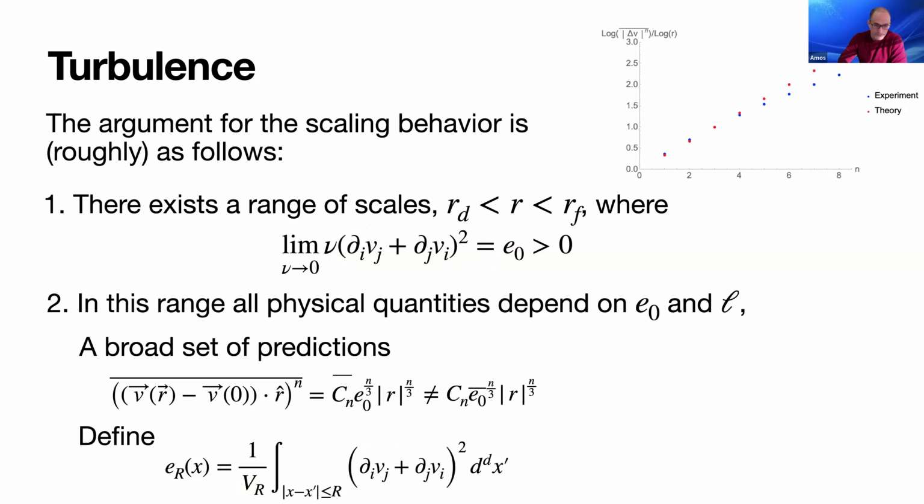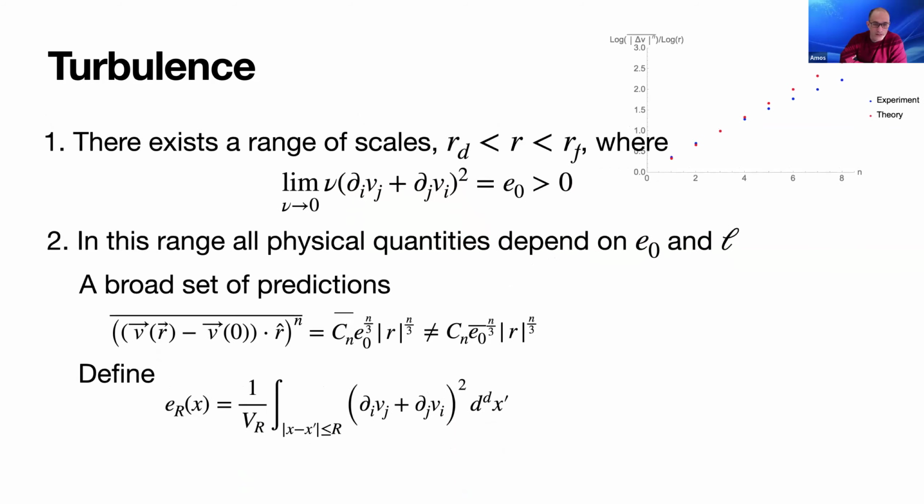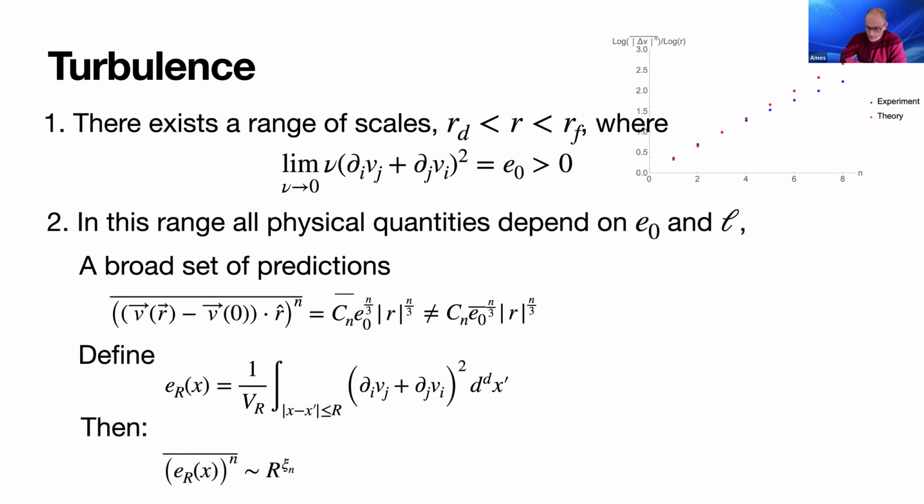And so if it depends on R like R to some psi, then this psi is going to modify the power law behavior that we have here, because we're going to have an extra factor of psi coming from this average. And so this psi that appears here will affect the psi that appears in the plot.